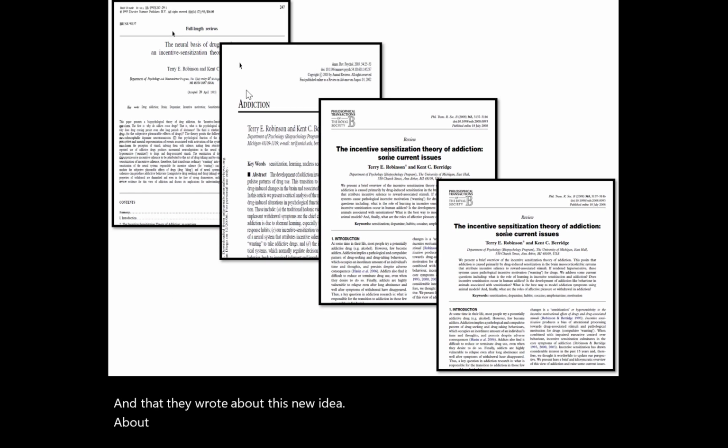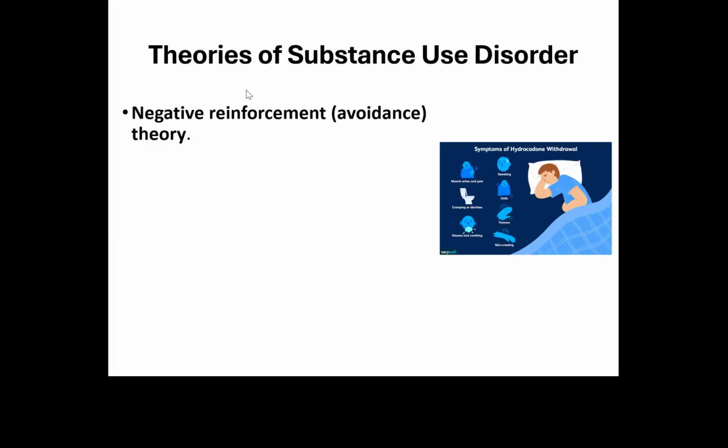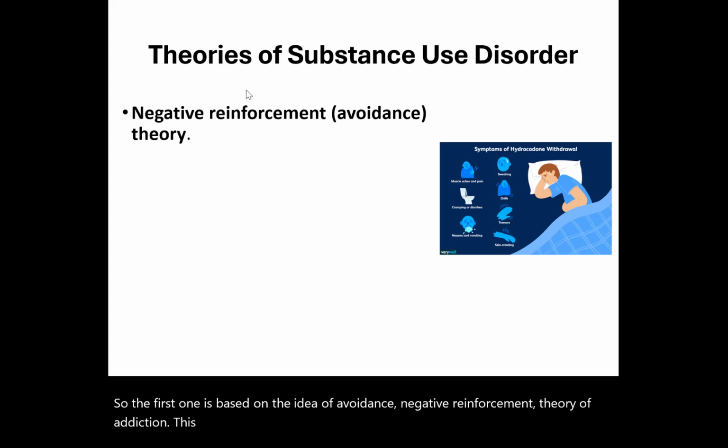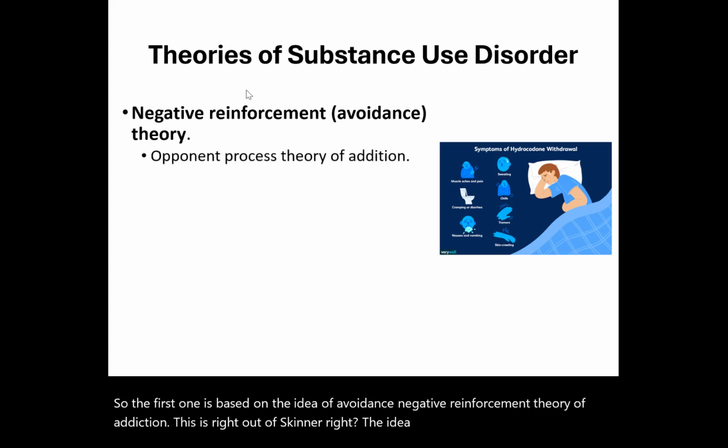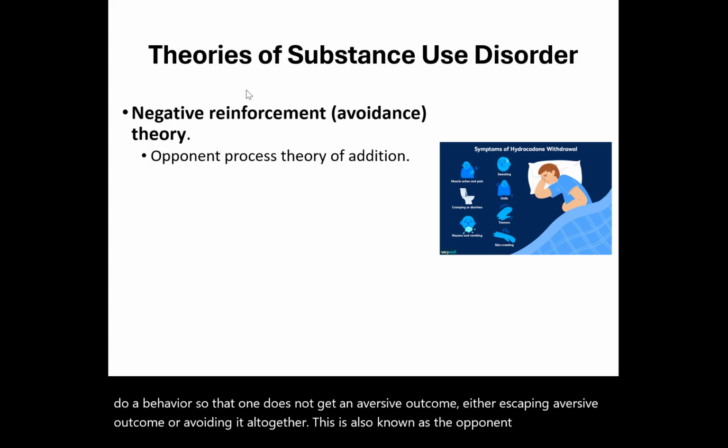First, they said, let's look at some old theories and why they aren't good. And here's our new theory. The new theory is called the incentive sensitization theory of addiction, and we're going to get to that in a moment. So the first one is based on the idea of avoidance, the negative reinforcement theory of addiction. This is right out of Skinner, right? The idea of doing a behavior, motivated to do a behavior, so that one does not get an aversive outcome, either escaping an aversive outcome or avoiding it altogether. This is also known as the opponent process theory of addiction.